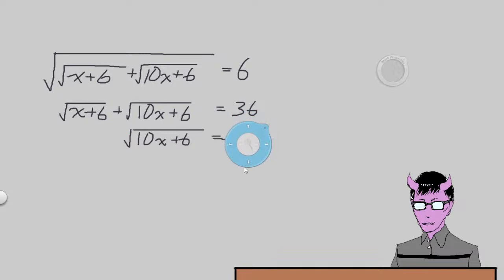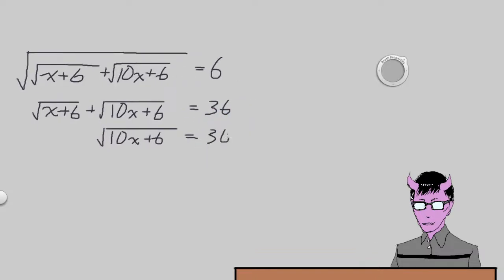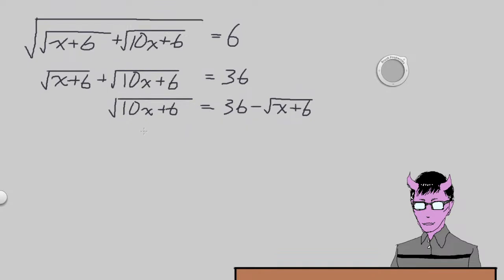I think we're still going to get some nasty numbers though. So we're going to get 36 minus square root of x plus 6. There we go. And then we're going to square both sides. So we undo the square function, so we get 10x plus 6. Make sure to worry about domain afterwards, of course.